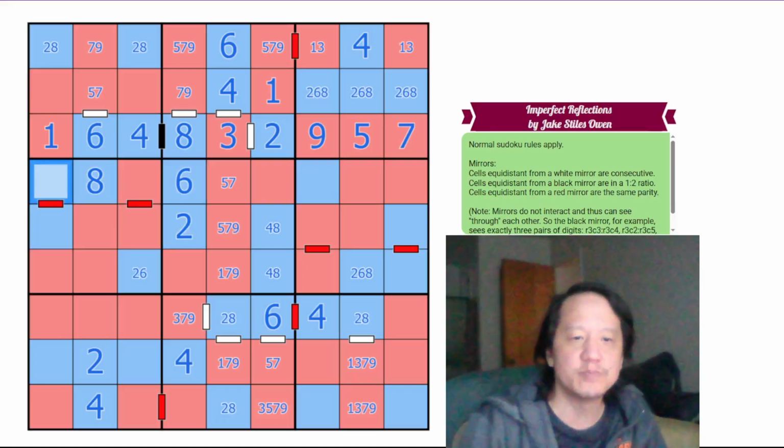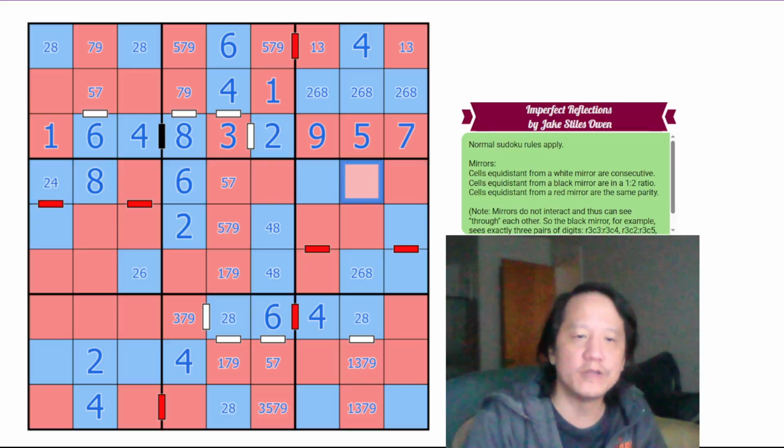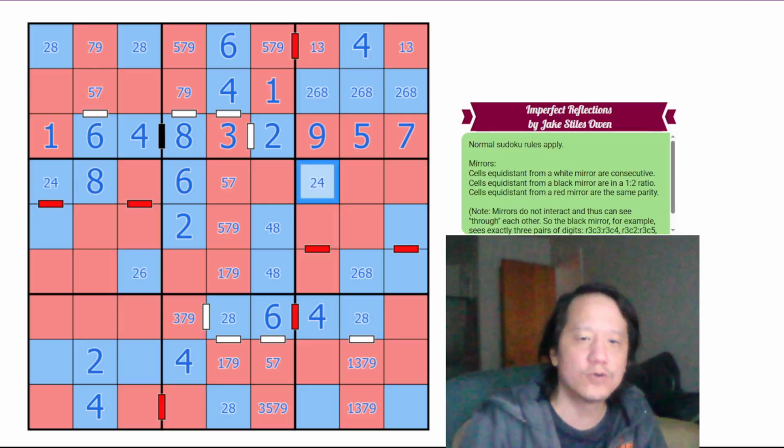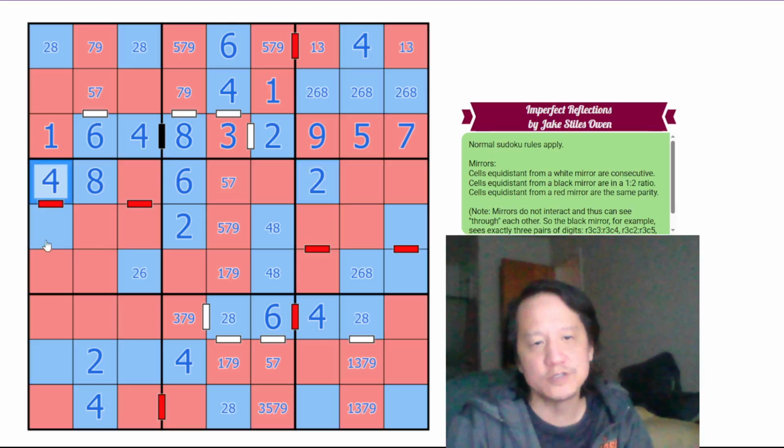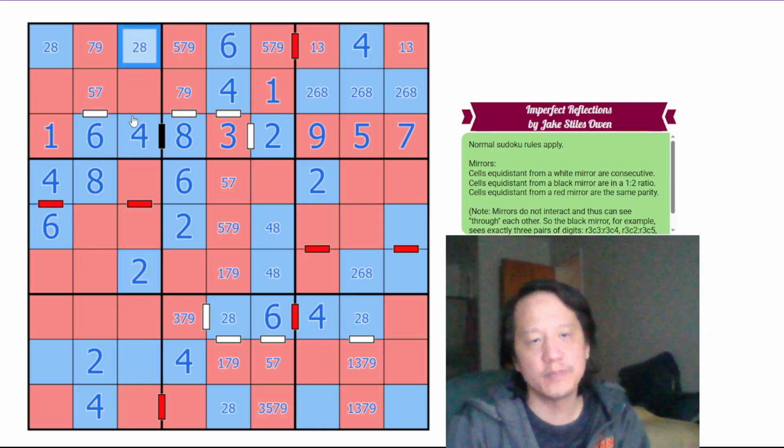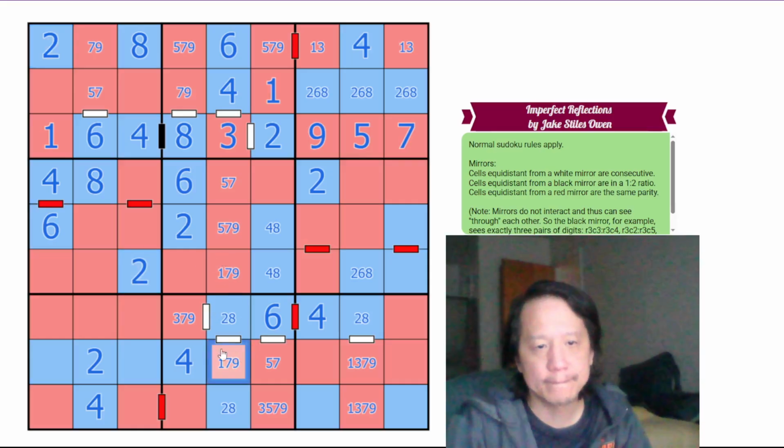So this must be 2 or 4 in the rest of row 4. This can't be 4 because of 4 in the column. So this is 2. This is 4. 2 cannot be here. So this must be 6. That makes this 2. Can't be 2 here. This is 8. That's 2. We have 2, 4, 6 already in column 1. So this is 8. This is 6. 6 is consecutive with 5 or 7, as I said.